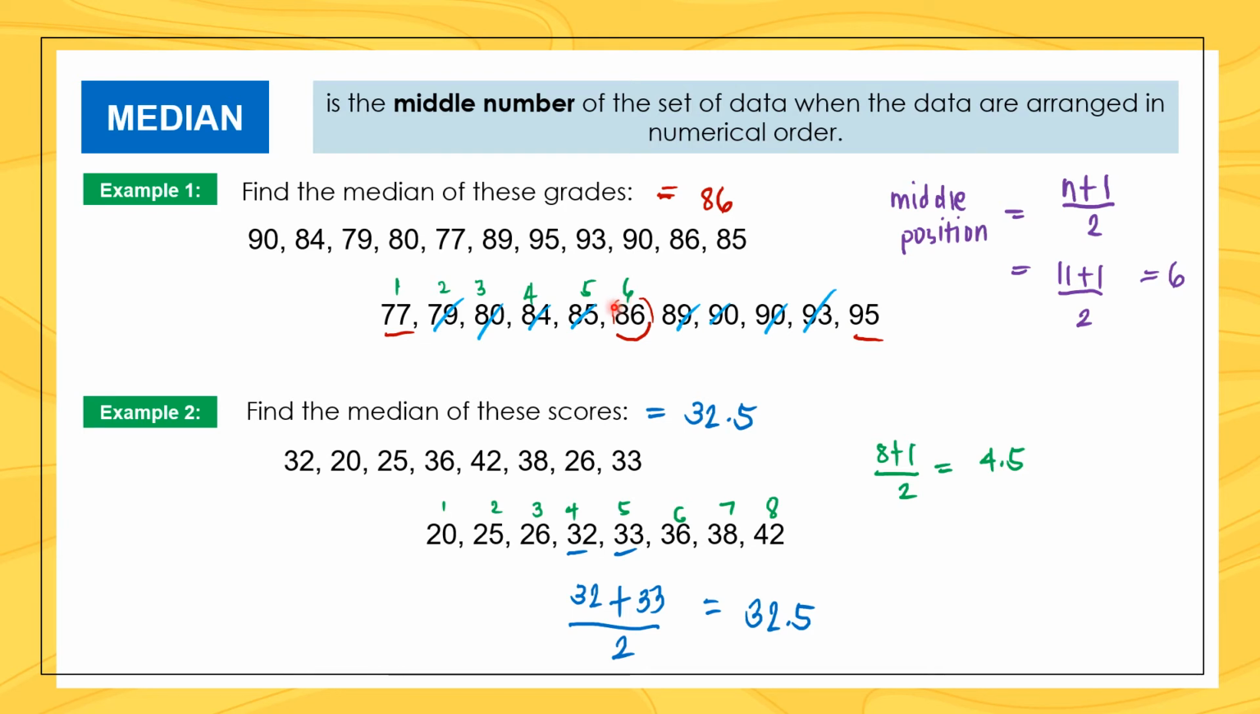Okay? So this is really easy if we have an odd number of data. But if we're dealing with an even number of data, for example, like this, we got 8 data. So 8 plus 1 over 2 is equal to 4.5. So we need to find the mean, or the average, of the values under the fourth and fifth position. So 32 plus 33 all over 2. Okay?